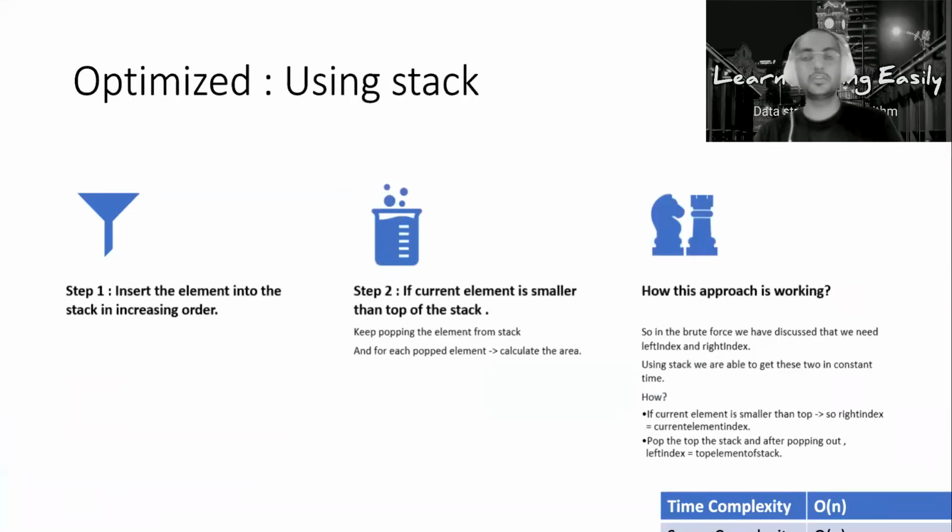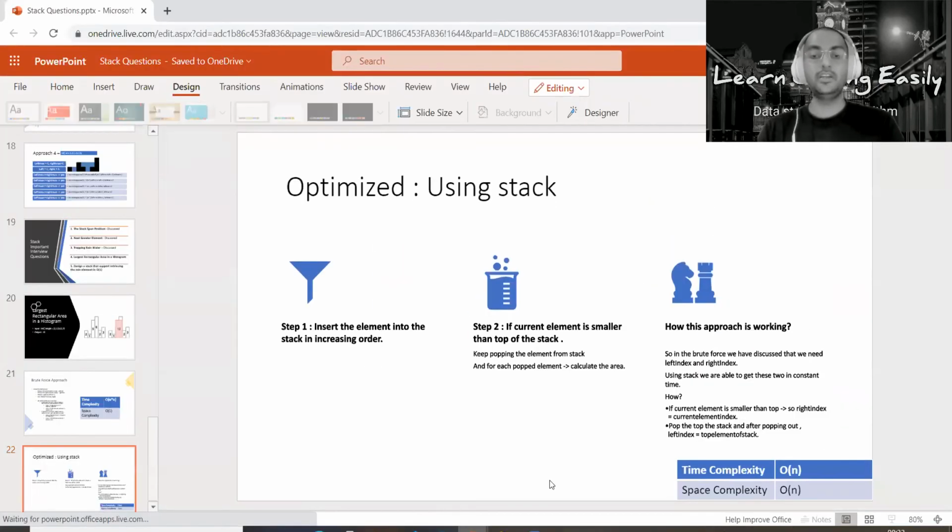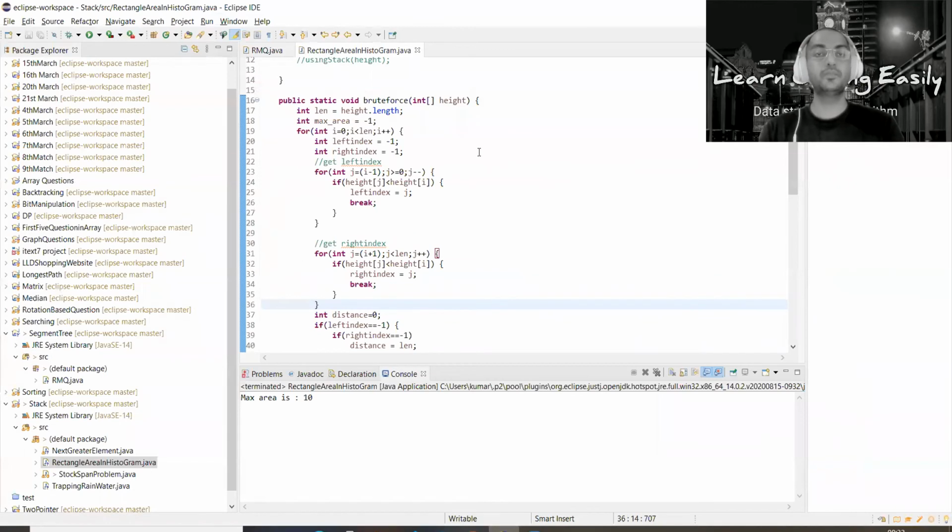Now, the very good thing about this approach is that we are running just one loop, because the left index and right index we are getting in constant time. So no need to run a loop again. The time complexity of this approach will be O(n), and the space complexity is also O(n), because we are using a stack to store the elements. All right. Now let us quickly jump to the coding part.